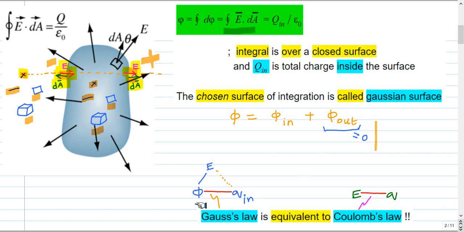Gauss's law states that the electric flux coming out of a closed surface is Q by epsilon naught. So it relates the electric flux to the charges which are present inside. And electric flux is nothing but the integral of E dot dS. So E is related to phi.